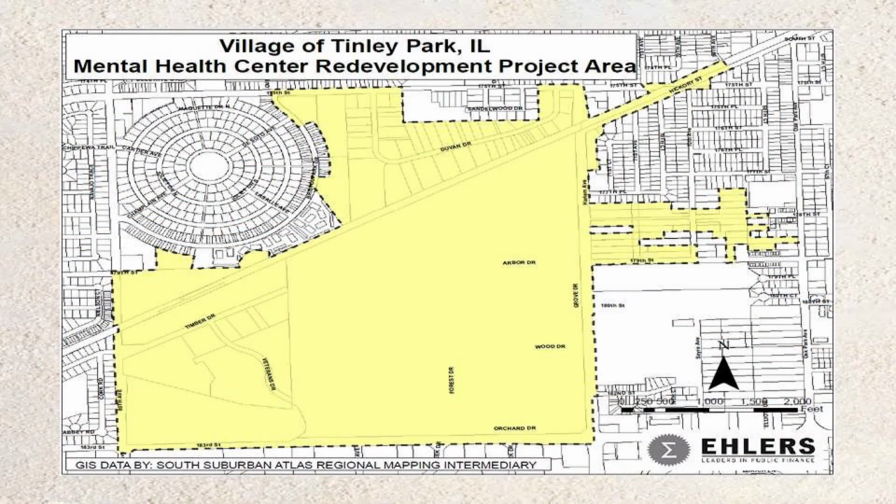We're also sometimes referring to it as the state campus TIF, trying to shy away from using the terms mental health in the title. Again, here is the area of the TIF. It does touch both the Oak Park Avenue TIF and the Main Street South TIF on its southern and eastern boundaries.